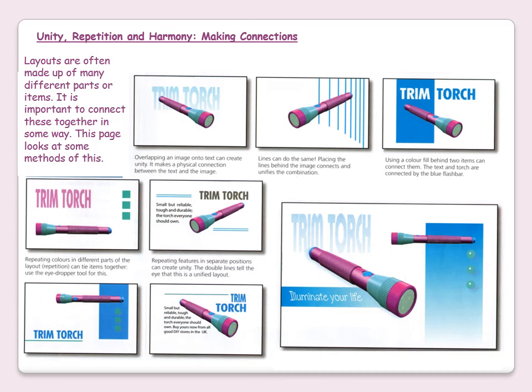Repeating features in separate positions can create unity. The double lines tell the eye that this is a unified layout. Using text wrap can help to create unity in a page. Or, in the final large item here, a number of repetition, etc. has been used.